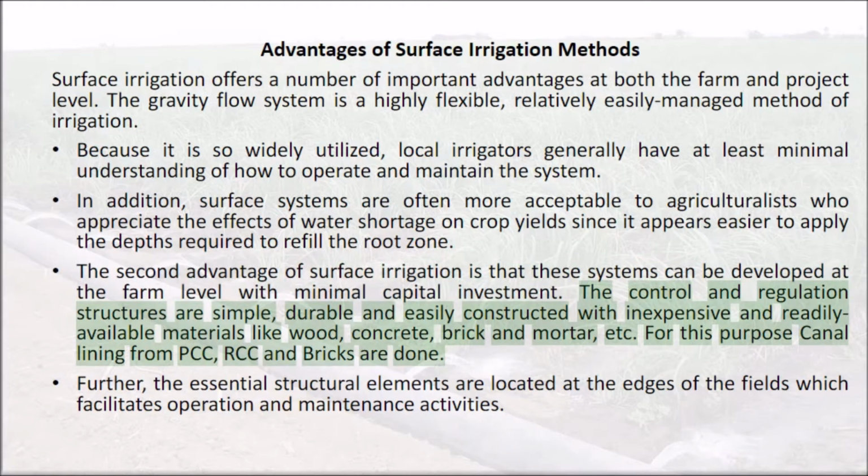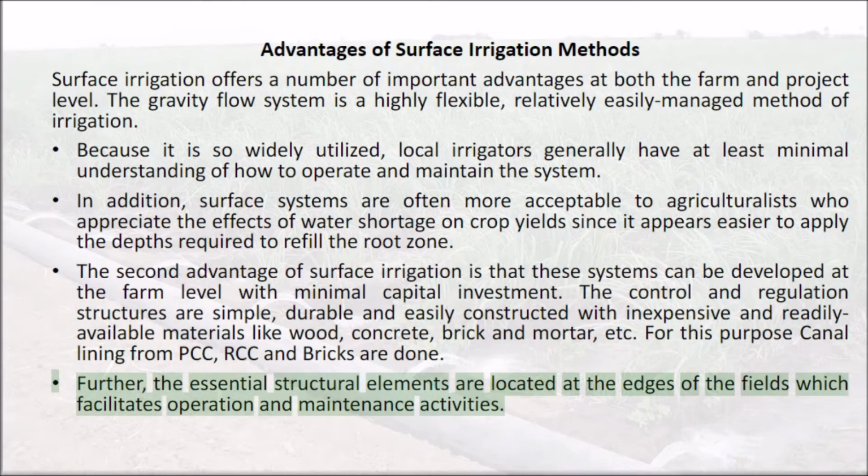The control and regulation structures are simple, durable, and easily constructed with inexpensive and readily available materials like wood, concrete, brick and mortar, etc. For this purpose, canal lining from PCC, RCC, and bricks is done. Further, the essential structural elements are located at the edges of the fields, which facilitates operation and maintenance activities.